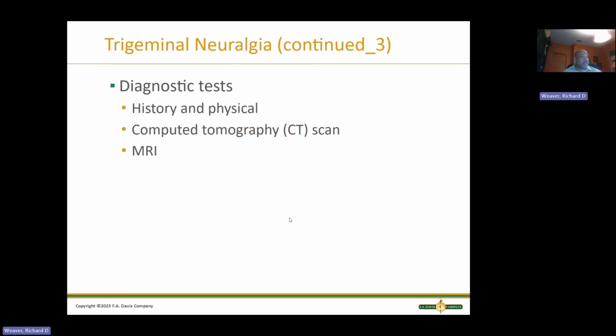The diagnosis is made by history and physical, so we have to examine these folks and also get their version of what is occurring. A CT scan as well as MRIs can also tell us something that is going on with this patient, and also observation of an attack that may occur in your presence.